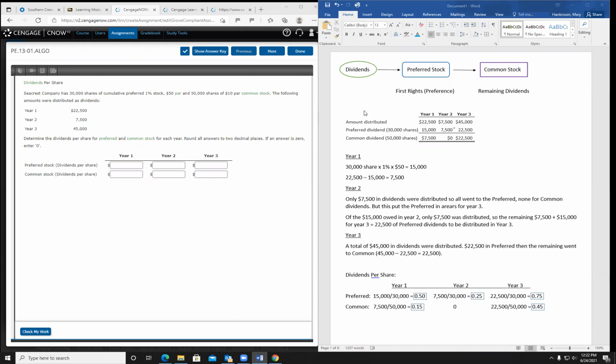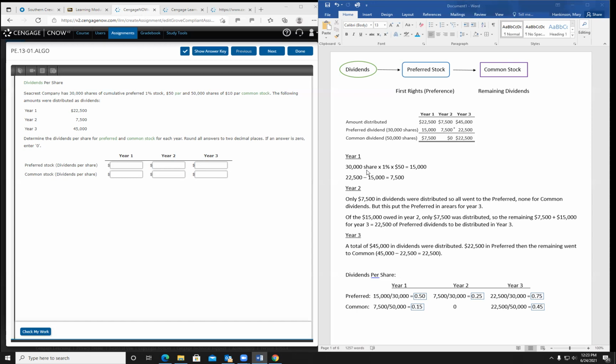So the first thing I wanted to direct you to is over here. When it comes to dividends, if you have preferred stock and common stock, when you distribute them, you're always going to go to your preferred stock first. And then if you have any remaining dividends, then you're going to go to your common stock. So how do you determine if you have remaining dividends? Well, the first thing you've got to do is determine how much in preferred stock you owe.